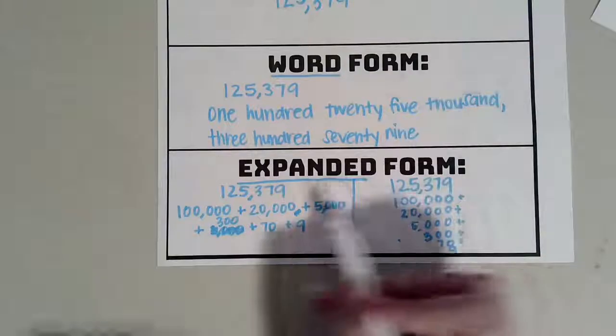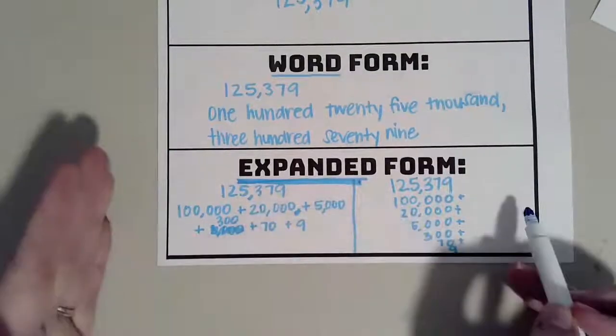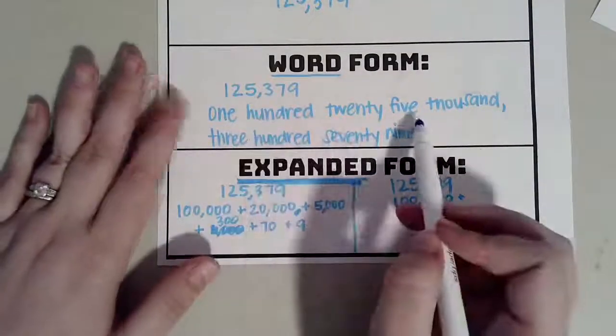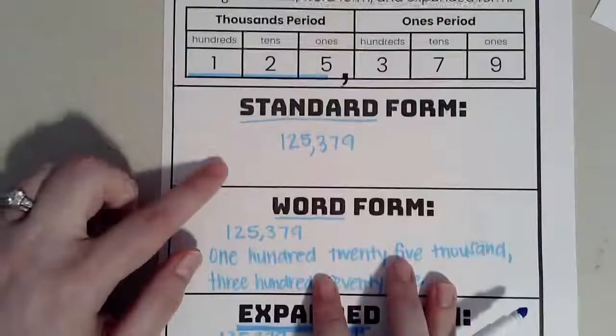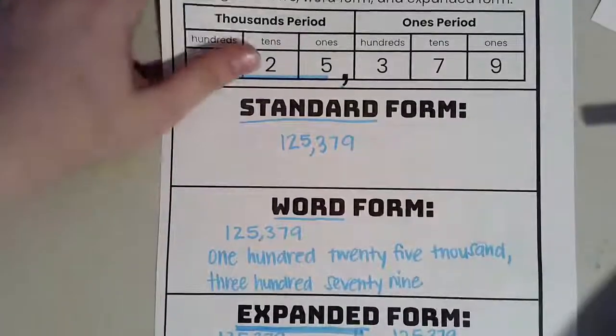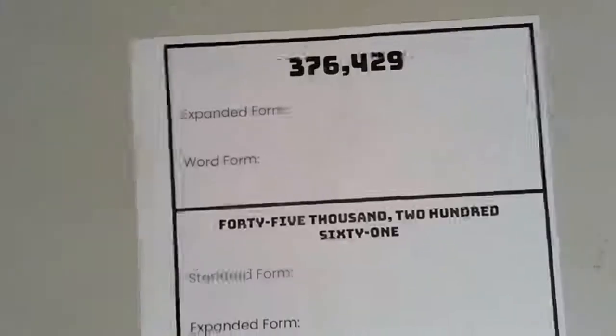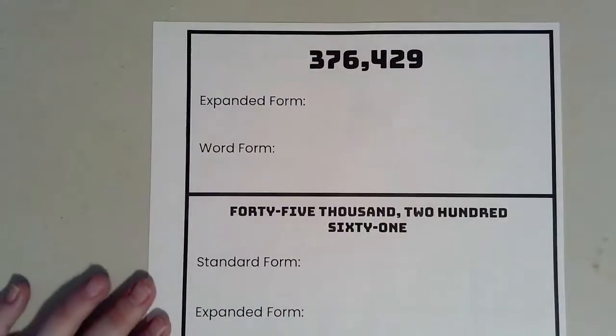Either way is great. And again, that's expanded form. So expanded form is stretched out. Word form is when we write it the way that we would read it. And then standard form is the normal way. So let's go ahead and practice on 3 back here.